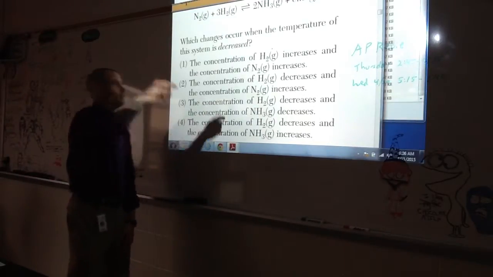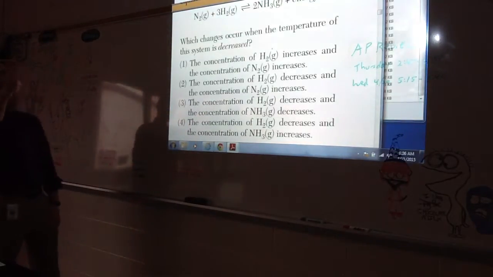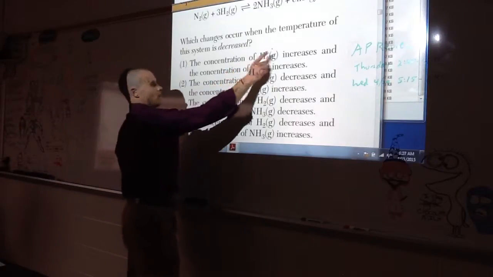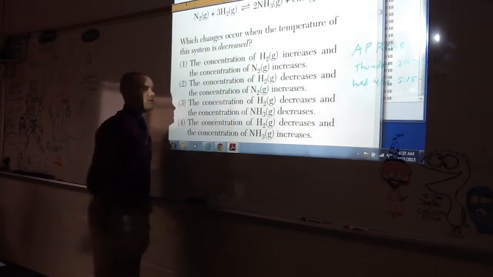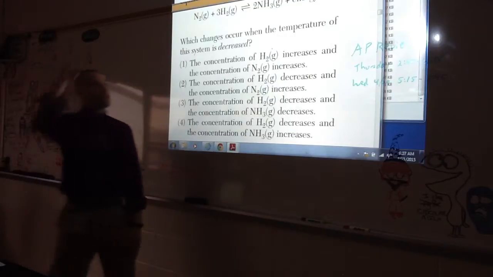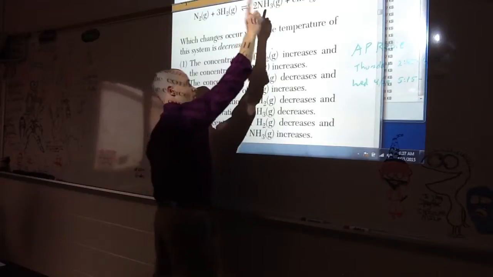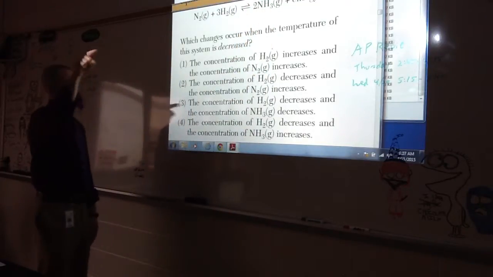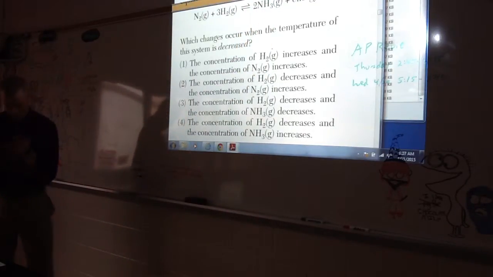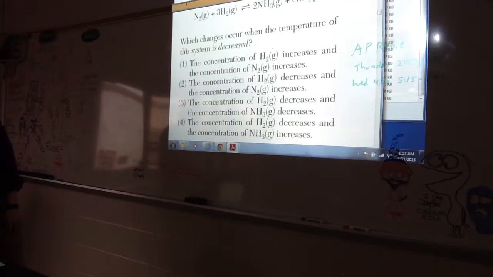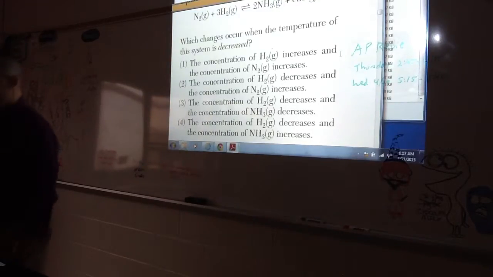So we're shifting right. If we're going to the right, which answer makes sense? Does the concentration of H2 increase and the concentration of N2 increase? No. If we're shifting that way, these two are going to decrease in concentration. That one's going to increase. So, Justin, what's the answer? 4. Concentration of H2 decreases, N2 decreases, and NH3 increases. You will see questions just like this on your quiz Friday.